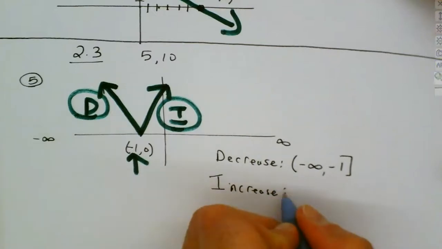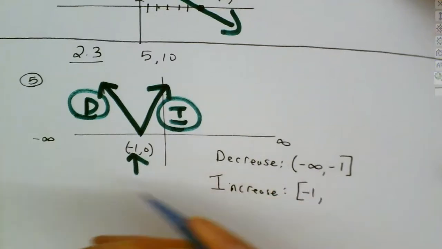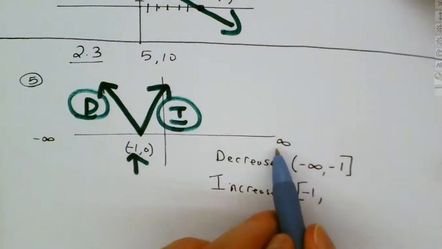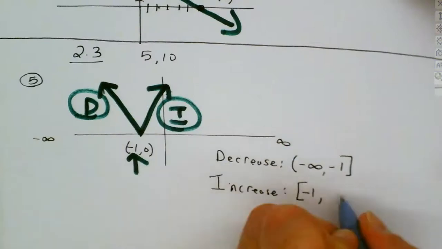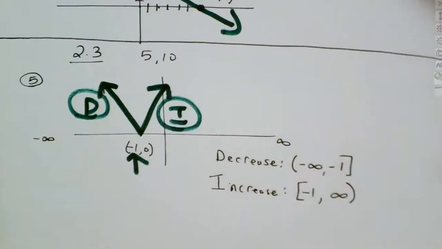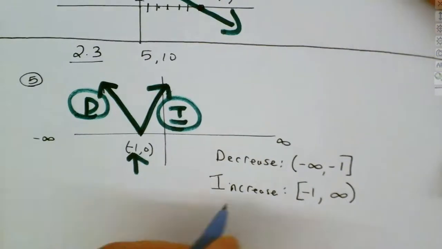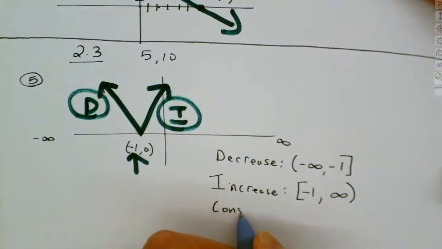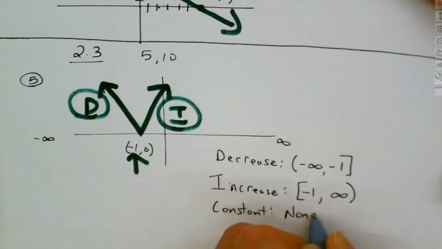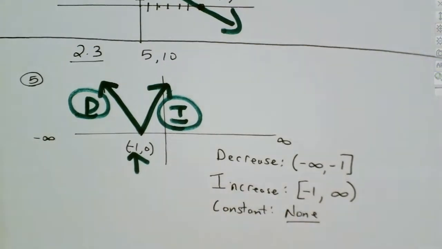Yep. The increase part is -1. And it's going to the right, so it goes from -1 to what? Positive infinity. Is there a constant part at all? Yep, none. Is everyone okay with how I got that?